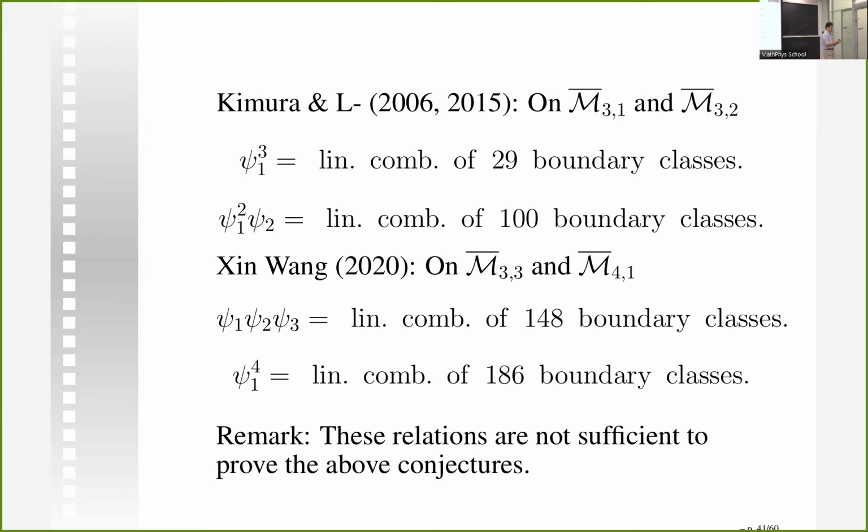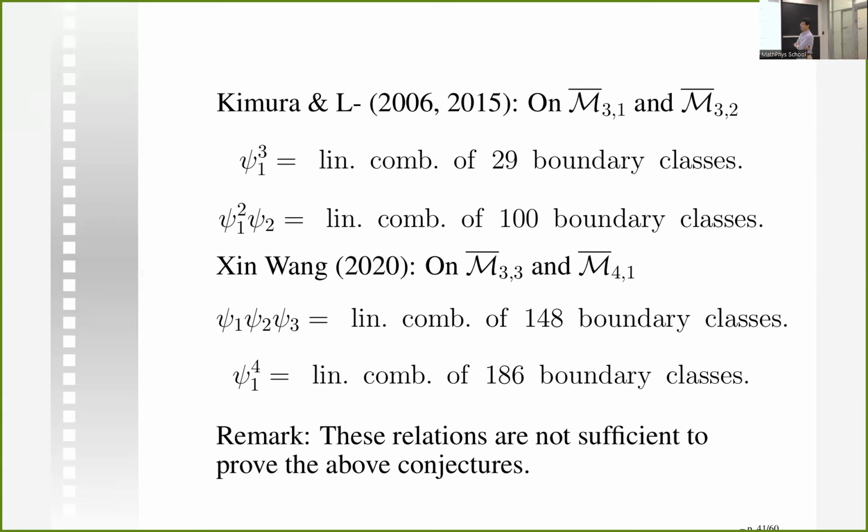Pixton discovered a huge class of topological relations. But there are a lot of common classes involved in those relations, so you cannot directly apply them to Gromov-Witten theory. Then a former student of mine, Xin He, used Pixton's relation to get rid of the common classes and got this result on M33 bar: the product of psi 1, psi 2, psi 3 is a linear combination of 148 boundary strata. We also went on to M41 bar, where psi 1 to the 4th power is equal to a linear combination of 186 boundary strata.